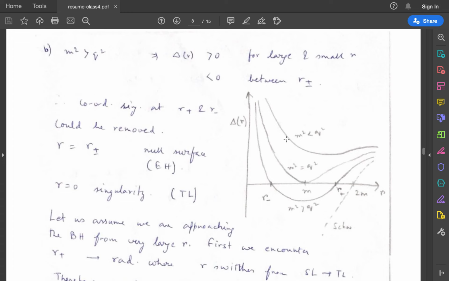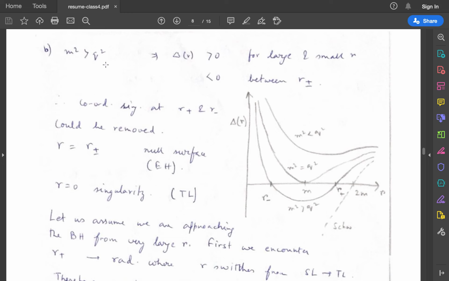It bends somewhere here, but it never... This is repulsive. This it reaches, but very slowly. Okay, it reaches r equal to 0 at very small scale. This delta becomes... Okay, so this is the case we have discussed.